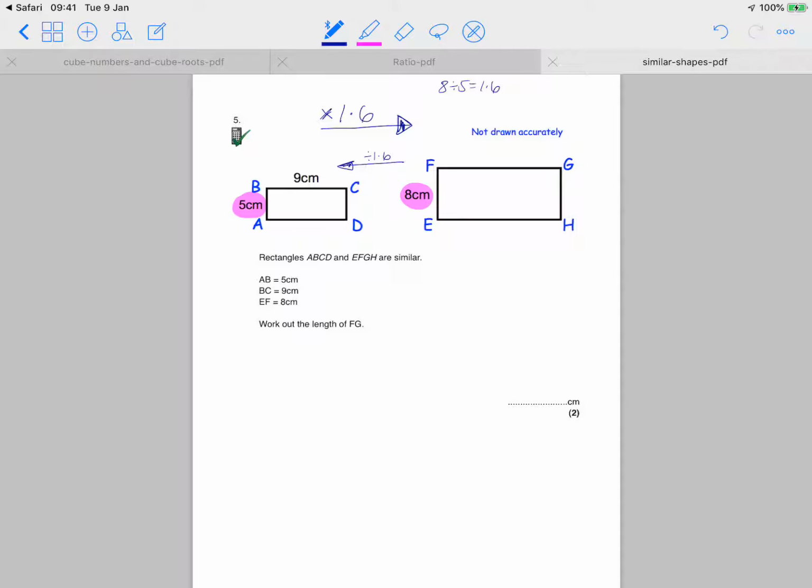They only want FG. FG is across the top of this large side, the long side here, and corresponds to the 9. And because I'm trying to make it to the big triangle, I've got to multiply by 1.6. So I take my 9, I make it 1.6 times bigger. And I get 14.4.